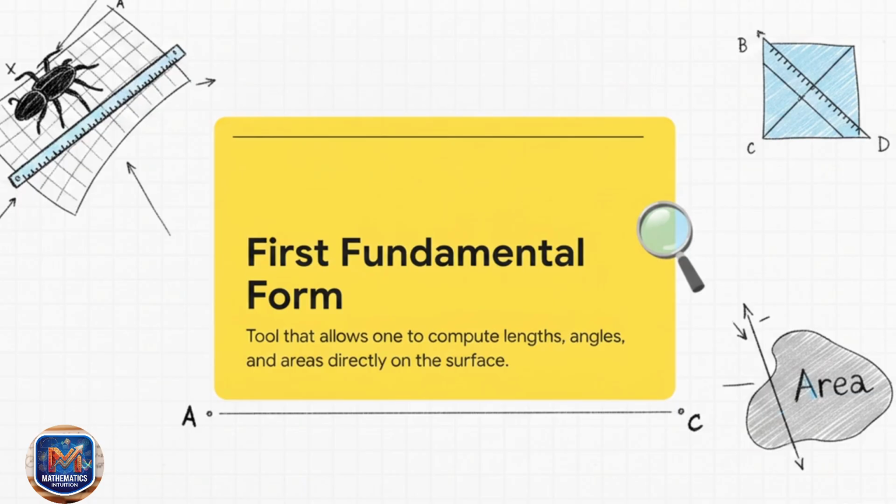Well, in differential geometry, we use this incredible tool called the first fundamental form. This is the mathematical framework that lets our bug compute lengths, angles, and areas directly on the surface. It uses the coordinates of the surface to measure distance intrinsically, meaning it never even has to reference that massive 3D void outside of it.